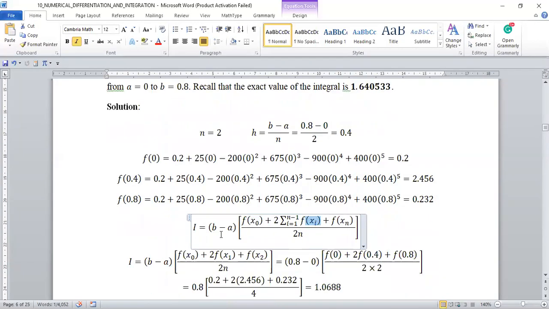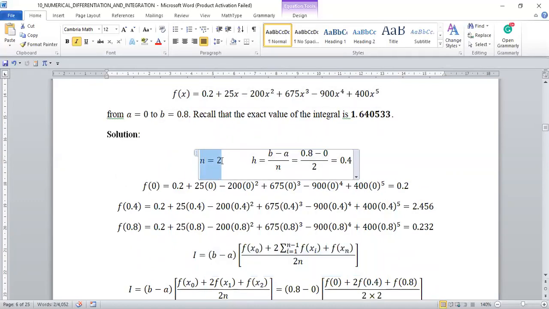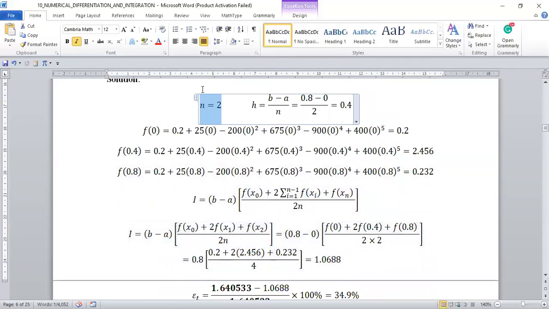Then how do we do it? This is the general formula. In this case, our n is equal to 2. So based on this general formula, since our n is equal to 2, we need to get f of 0, and we need to get f of 0.8, which is the last limit, the upper limit. Then we need to get f of x of i. From the formula, it is the summation from i equal to 1 to i equal to n minus 1. So you start from i equal to 1, which is simply f of x1. So that's why we have this f of x1.